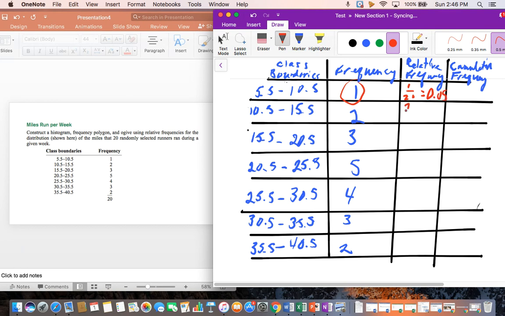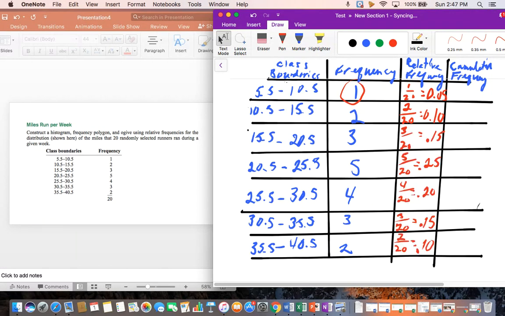For this one, we have 2 that ran that many miles, so 2 over 20. So this is then equal to 0.10. Right, so it's almost identical to the percentage, except we're not multiplying it by 100. We're just going to write the decimal value. So let me go ahead and fill this in real quick. All right, so this is all of the relative frequency.